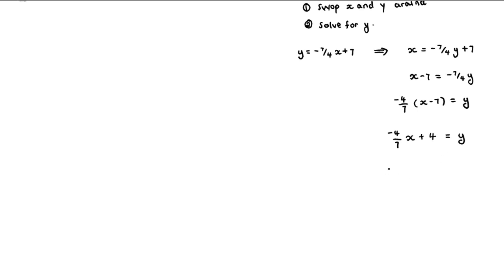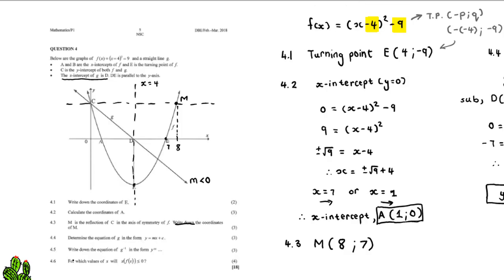And then I can just write this properly. They wanted you to write g inverse as y. So you're going to write y is equals to minus 4 over 7 x plus 4. So that's the equation of the line. Right, let's move on to the final question.